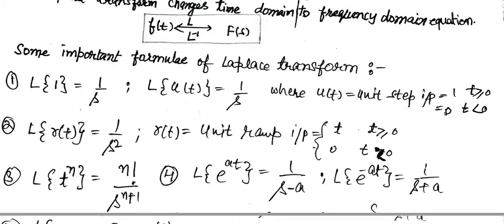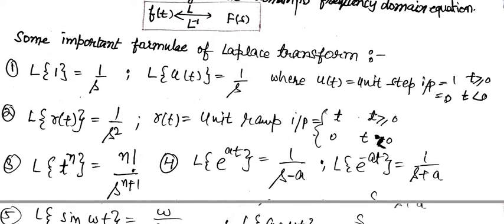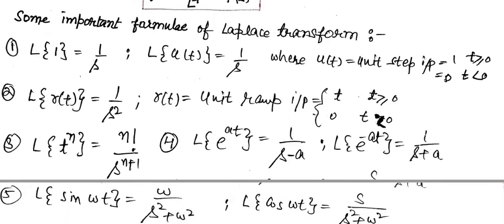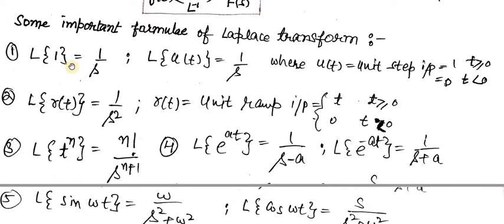Now we are going to discuss the basic formulas. I hope that in basic system analysis in the AKTU syllabus in third semester, you have gone through the Laplace transform, and here is just a small recap of these formulas. First, the Laplace transform of 1 or any constant is 1 by s, or if it was 5 then 5 by s, or for any constant k, it is k by s. Now the Laplace transform of u(t), where u(t) is a unit step input, is equal to 1 by s.